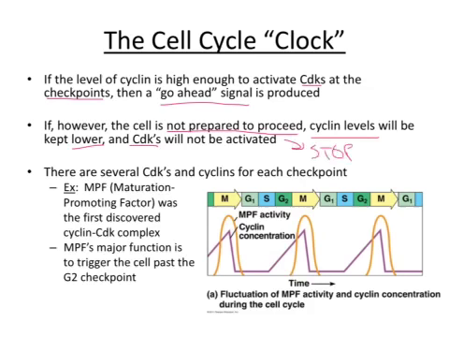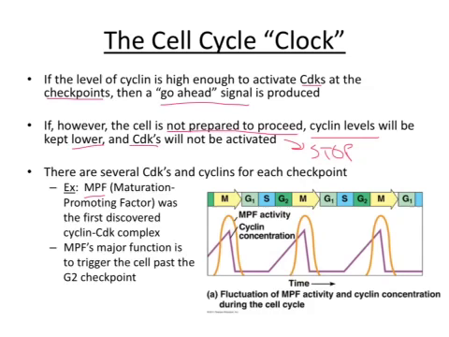Now there are tons of different CDKs and cyclins for the different checkpoints. I'm trying to think back to medical school. I think there's somewhere on the order of 20 to 25 different cyclins and CDKs that we've identified. Maybe the most important one and the first one that was discovered is called MPF, or maturation promoting factor. This is a cyclin CDK complex that takes part at the G2 checkpoint, so not the restriction point of G1, but at the G2 checkpoint.